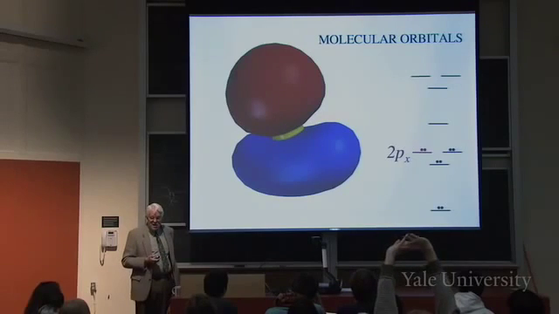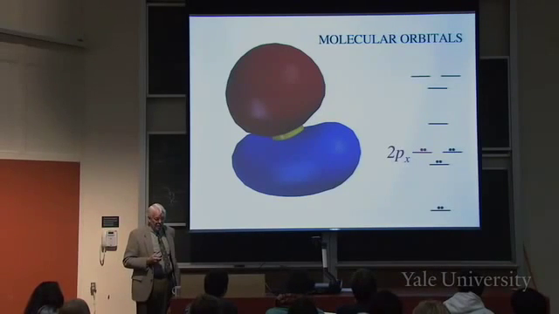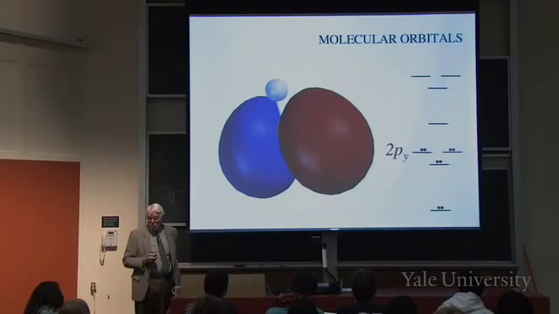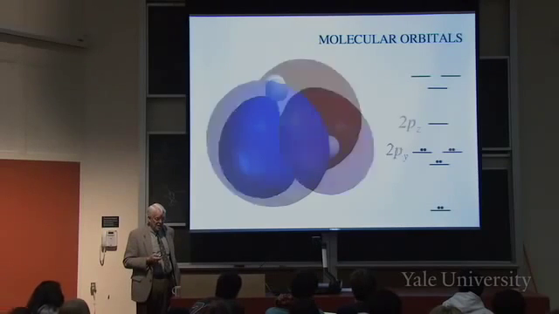And then there's a 2px molecular orbital and a 2py molecular orbital, and that's 4, and that's all 8 electrons, so that's what we care about. They're the occupied molecular orbitals of BH3.